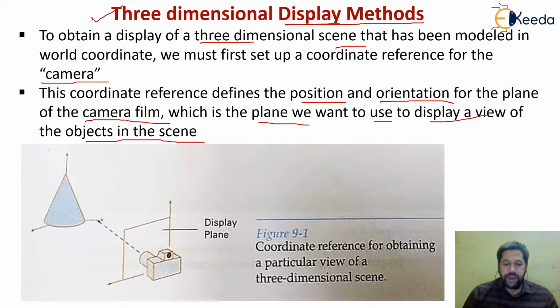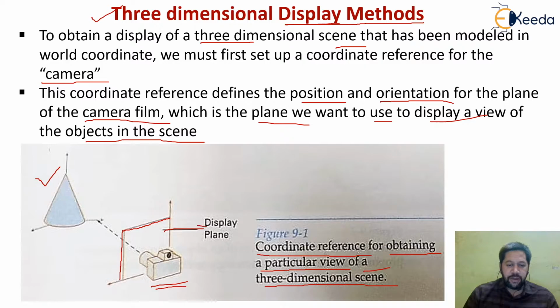This diagram indicates the coordinate reference for obtaining a particular view of a three-dimensional scene. You can find here, this is my object. I want to capture this 3D object. To capture it, this is the position of my camera. I have decided this is the position of the camera, or the view position. Through this I am going to capture the picture, and the rectangle that I have indicates my display plane.